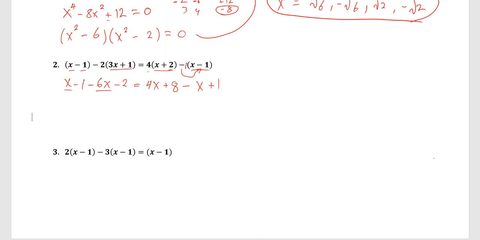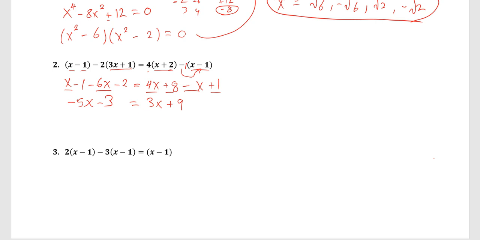x minus 6x is minus 5x, and then minus 1 minus 2 is minus 3, equals 4x minus x is 3x, and plus 8 plus 1 is plus 9. Okay? Now I want to combine like terms, and what we could do is bring these to this side. Why would I want to do that? Well, again, to get rid of the negative signs, because positive is a little easier to work with.